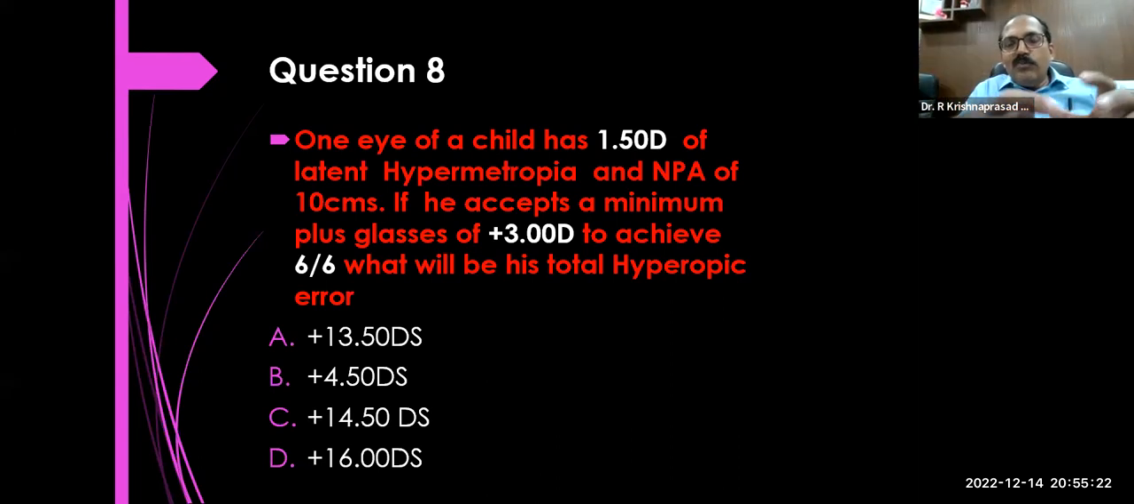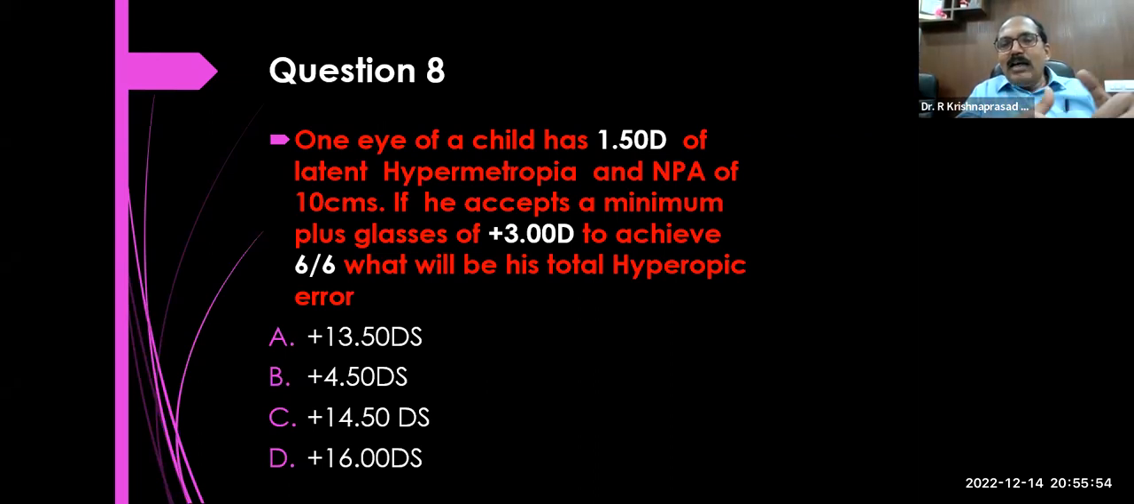Latent is the amount of hypermetropia which is corrected by the normal tone of accommodation. And mind you, it is not the same in every individual at every age. If you put atropine, we subtract one. It is just a convention. For a young child, it may be 1.5. For an adult, it may be just 0.5, because the amount of latent hypermetropia can also vary. Normally, it is 1 to 1.5. The near point of accommodation is the closest point that can be seen clearly.